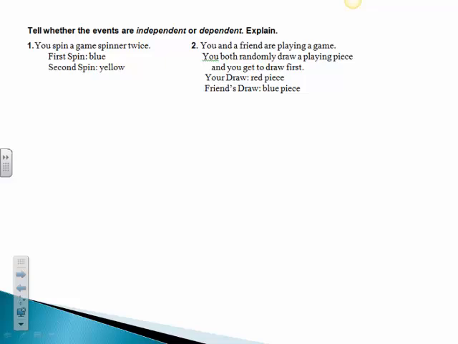Number 1, you spin a game spinner twice. First spin is blue and your second spin is yellow. So you have to ask yourself, okay, imagine I have a spinner, I spin blue. Does the blue come off the spinner? Well, no, the spinner stays the same. So since the spinner stays the same, my probability of spinning yellow doesn't change by me spinning blue and then yellow. So since they do not affect each other, our probability is independent. They don't affect each other, so they're independent events.